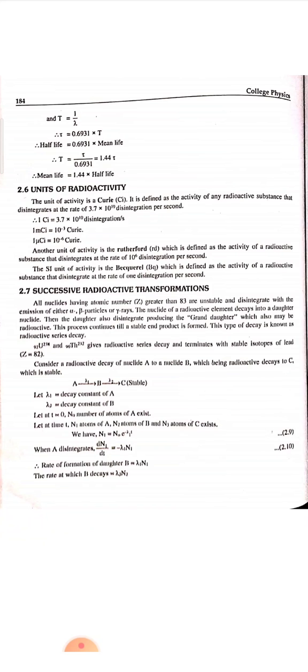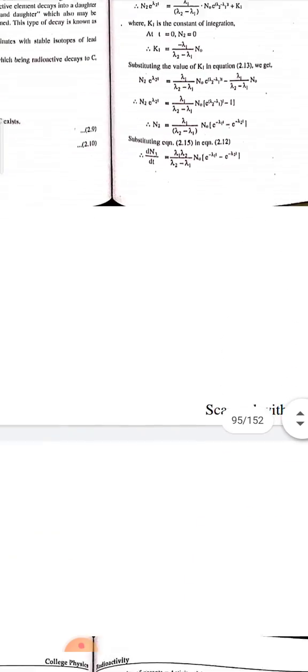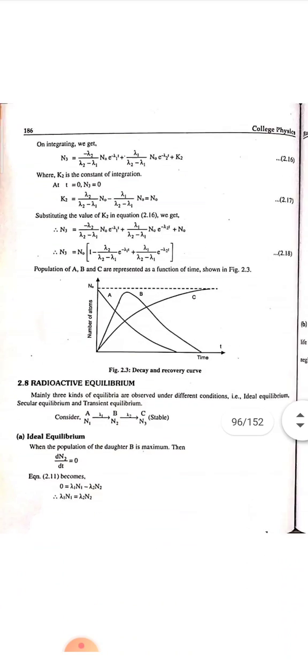Successive radioactive transformation: all nuclei having atomic number greater than 83 are unstable and disintegrate by the emission of either alpha, beta or gamma rays. We are not going into detail of this part.